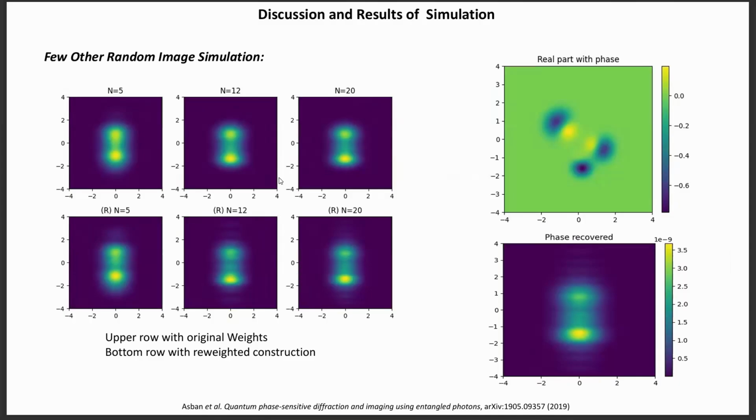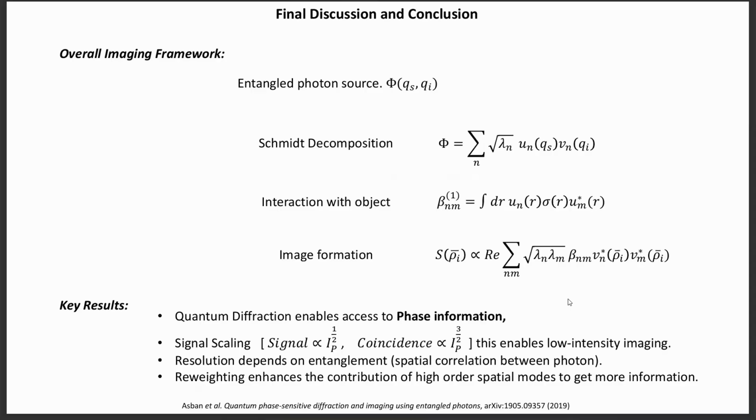Then some other simulation using the same thing. Here it is more visible. The upper row is with original weights and the bottom row with reweighted reconstruction, where we are getting more information. See, here it was more blurry, but here we are getting some extra information too. These side plots are showing the real part with phase, and then the phase recovered, but this was not possible in the classical case. This is the speciality of why they are using quantum entangled photons.